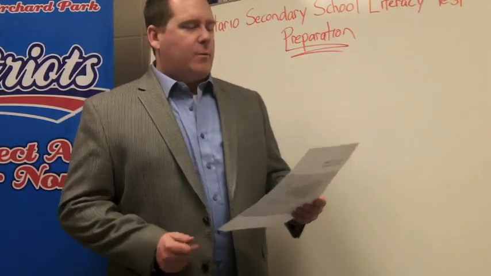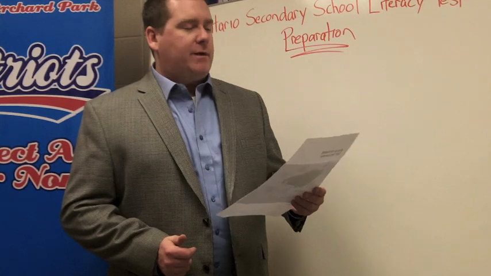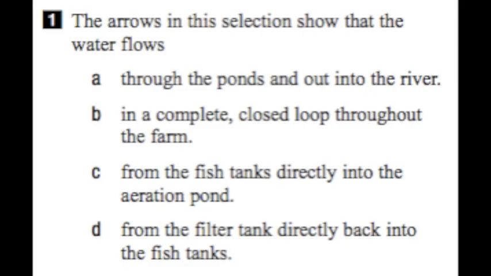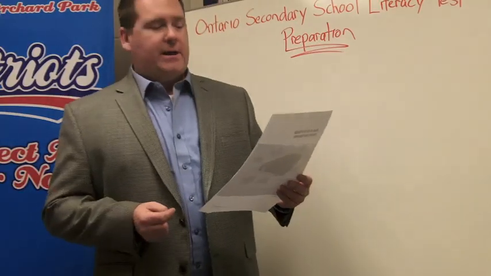Let's take a look at some of the questions based on the graphic text, How an Eco-Friendly Fish Farm Operates. Let's take a look at question number 1. This one asks, the arrows in this selection show that the water flows. Your options are A, through the ponds and out into the river, B, in a complete closed loop throughout the farm, C, from the fish tanks directly into the aeration pond, and D, from the filter tank directly back into the fish tanks. The correct answer is B.